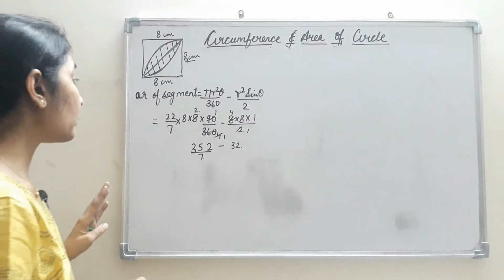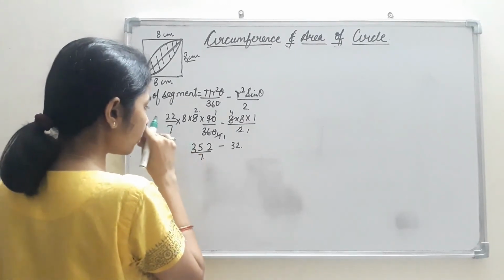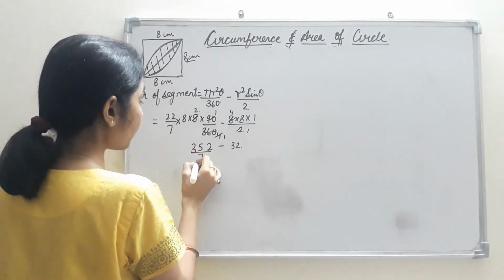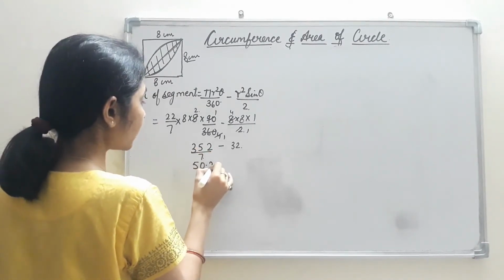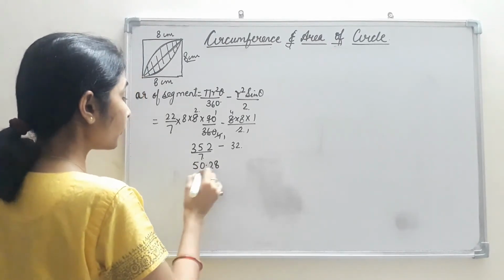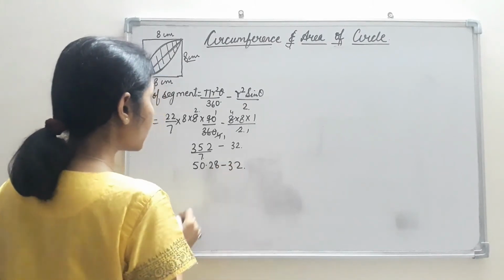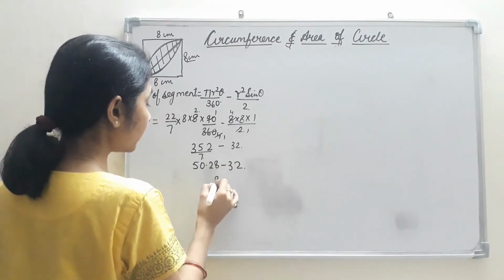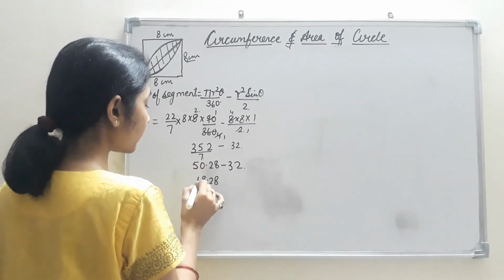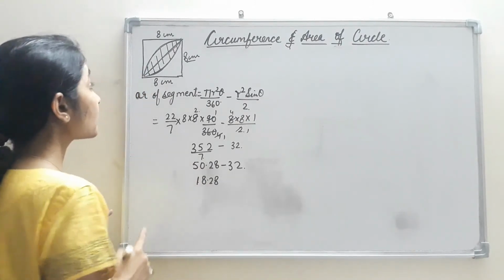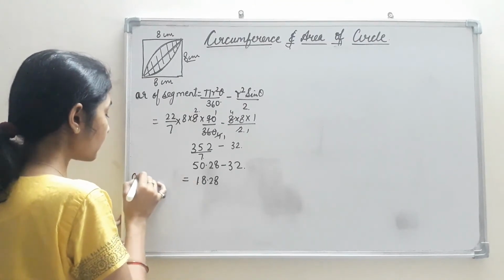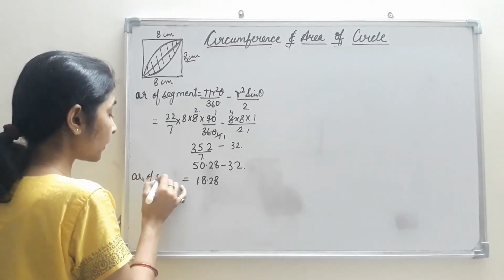Okay, so here 352 upon 7, that gives me... 7 5s are 35, 2s are 14 and 6 0, so 8s are something like this. 50.28 minus 32. So that gives me 8 2 8, and 4 minus 3 is equal to 1, 18.28. And this is the area of one segment.